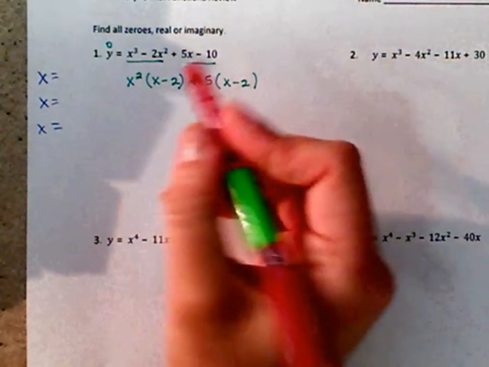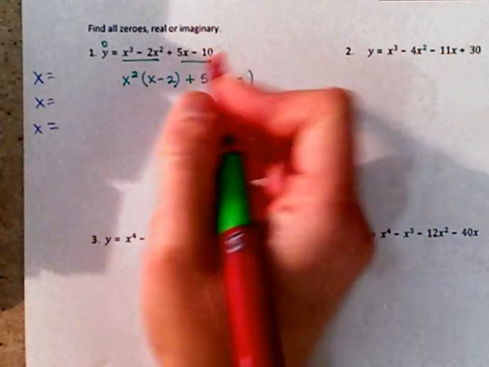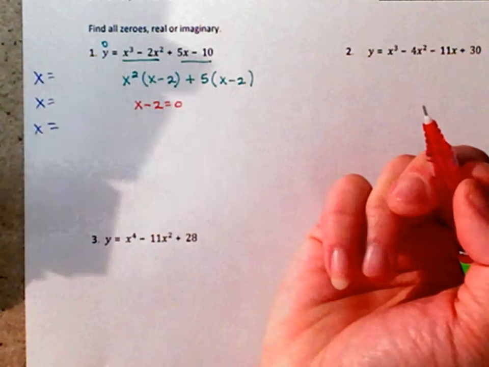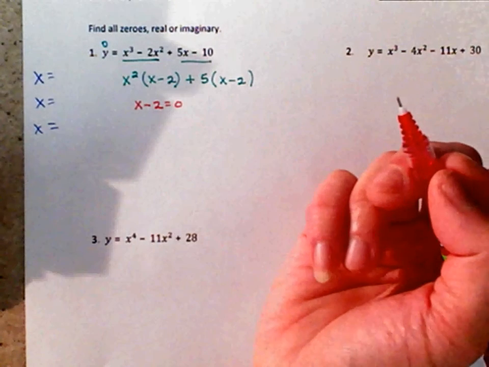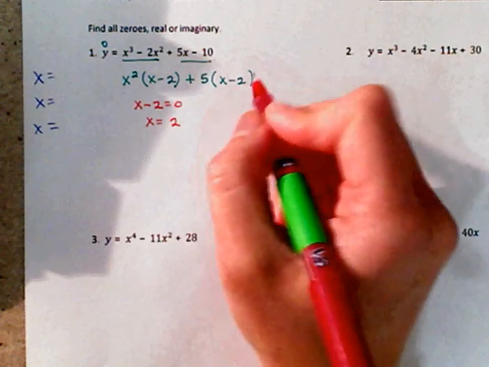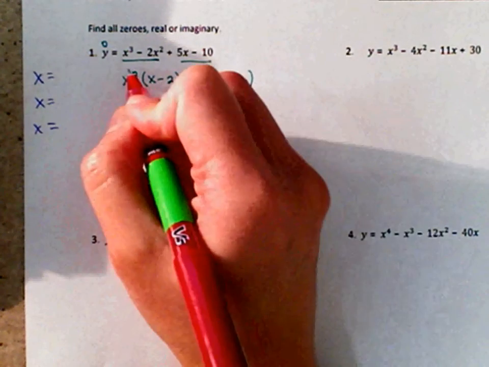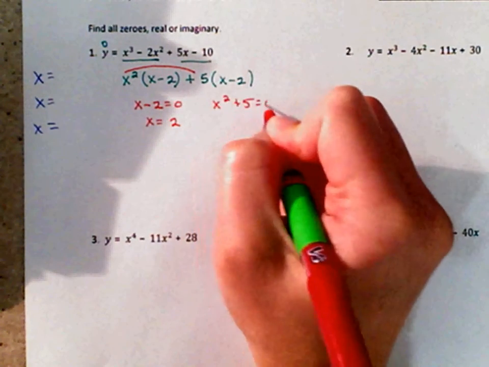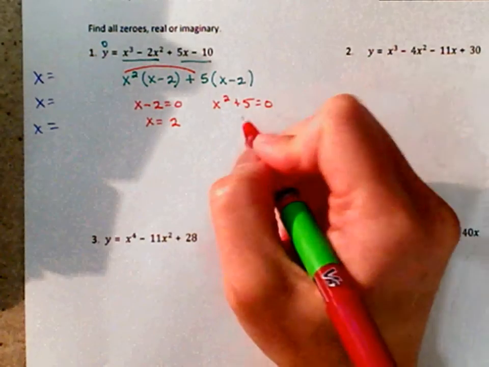Notice these 2 are alike. I will group them together. I'm going to go ahead and set them equal to 0 because you are solving for 0. So x here is equal to 2. Next one, the leftovers, x squared and your 5. I put those together, set them equal to 0, and solve.